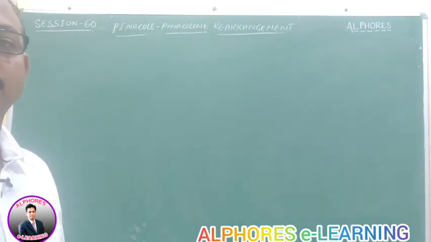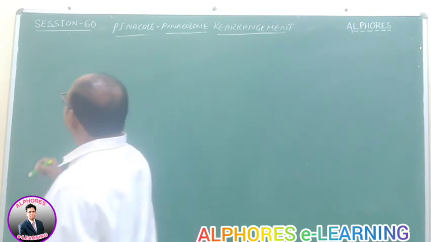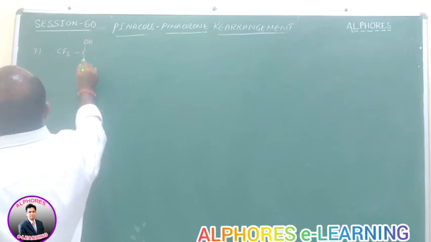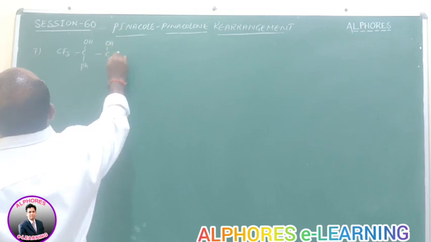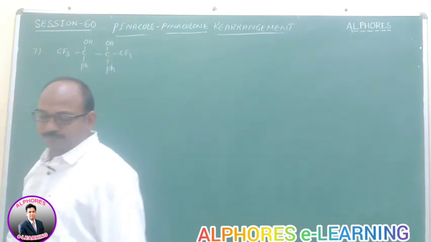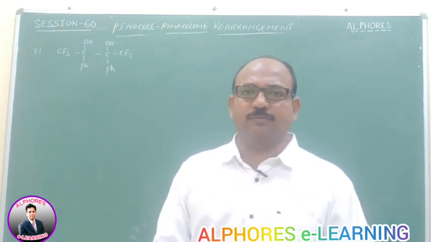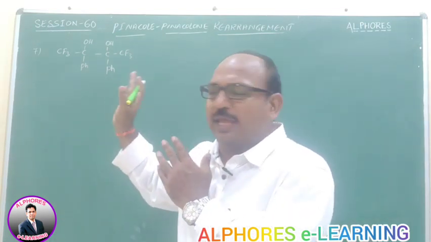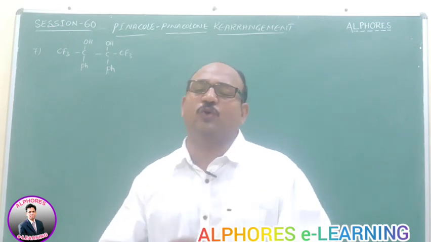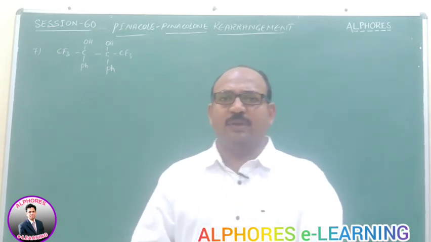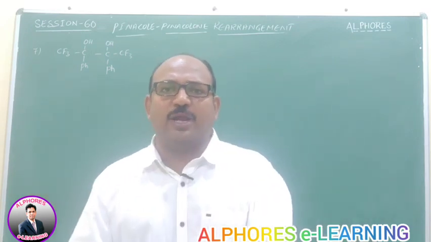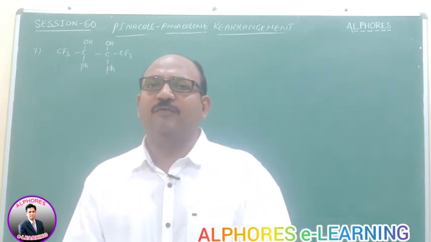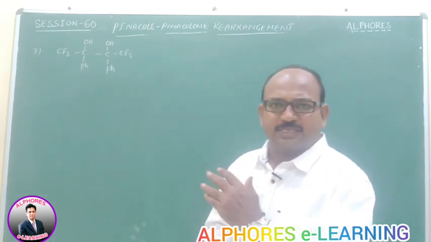Students, next is the seventh example. CF3-COH, phenyl group. COH-CF3, phenyl group is also a vicinal diol, an acyclic vicinal diol. So far, in all the examples we discussed, we notice that the reaction proceeds via formation of a stable carbocation, and the product we are getting is also major with the more stable carbocation. Now let us see what happened here.